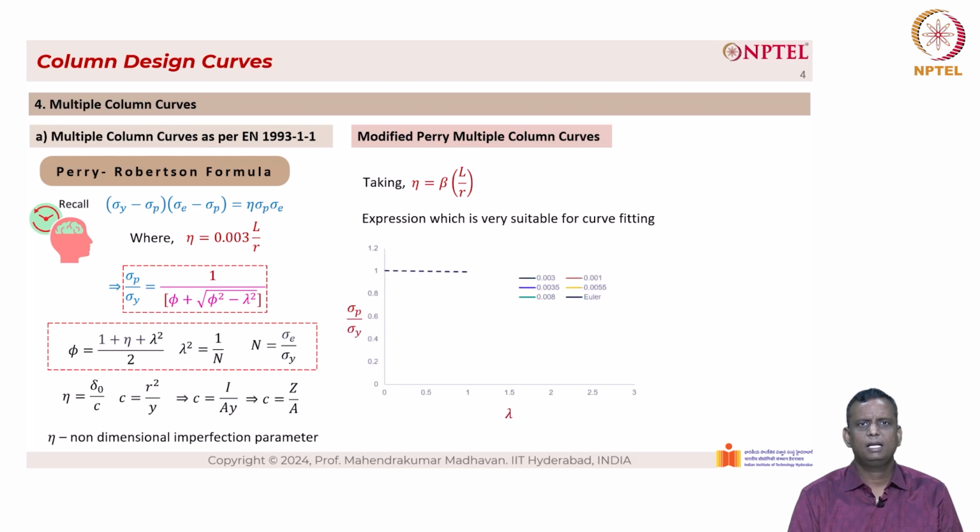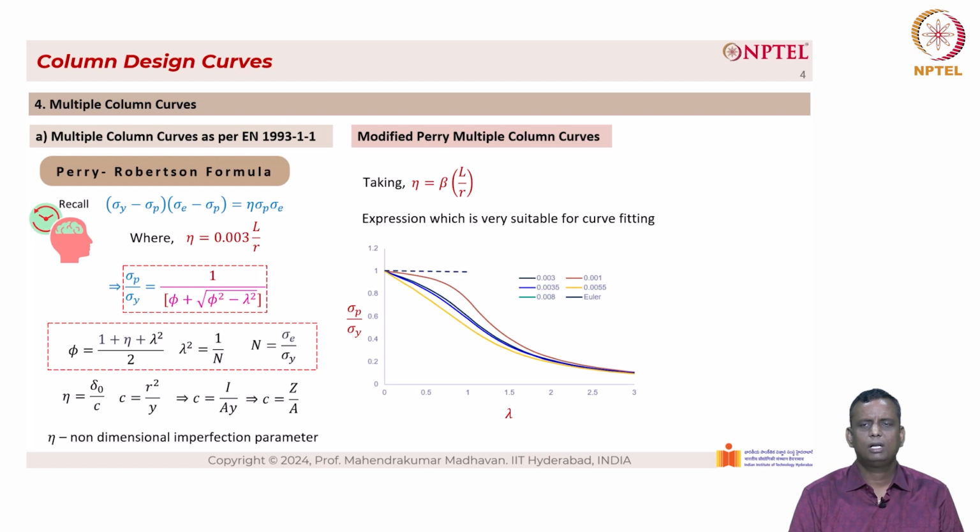So you can see that when we plot the sigma p by sigma y in the y-axis and lambda in the x-axis for various values of beta, we get a nice curve. This one you see is for 0.003, which is the value of beta for imperfection. And we have 0.001, which is a lower imperfection, which means that the curve is more convex. Then we have for 0.0035, which is slightly more than 0.003.